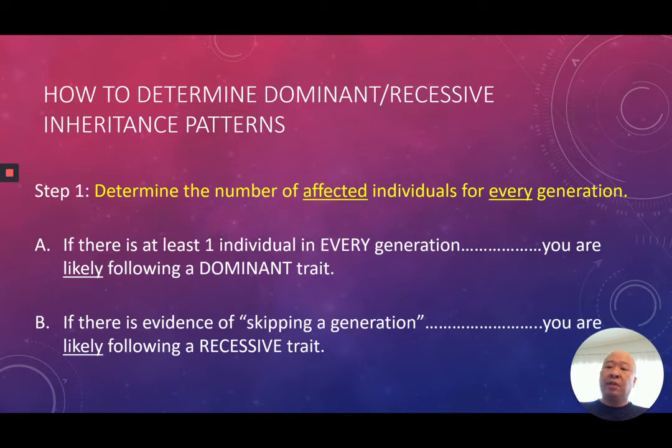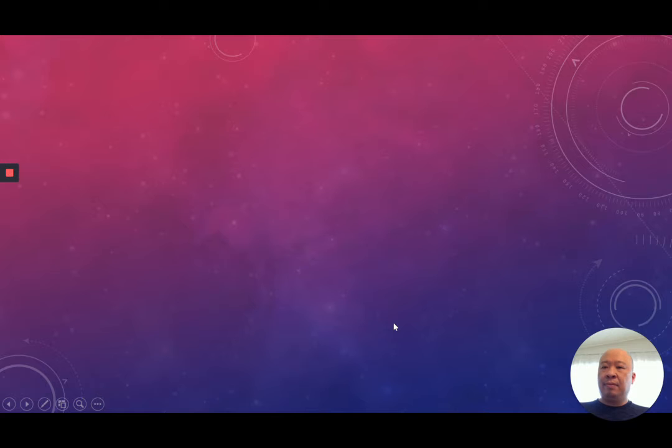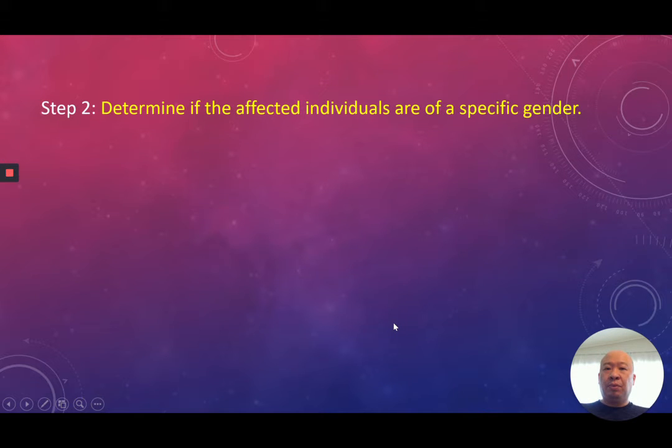Okay? So step 1, figure out how many individuals are affected in every generation. If there is at least one individual in every generation, you're likely following a dominant trait. If you see evidence of a trait skipping a generation, then that is more likely to be a recessive trait. Step 2, determine if the affected individuals are of a specific gender.